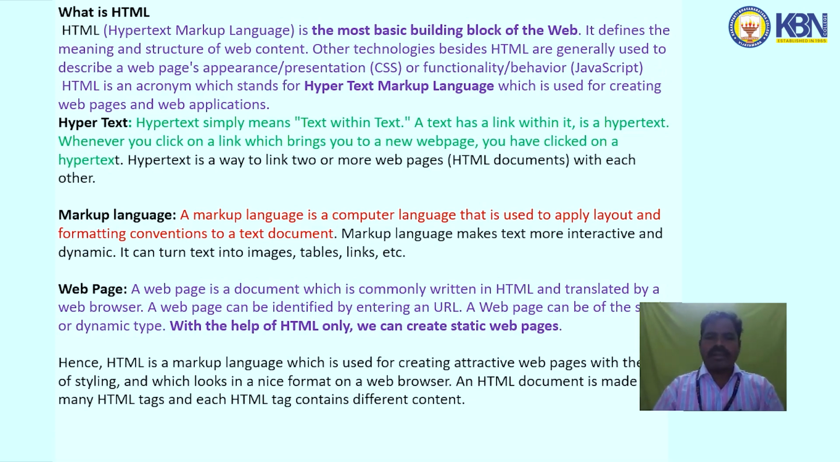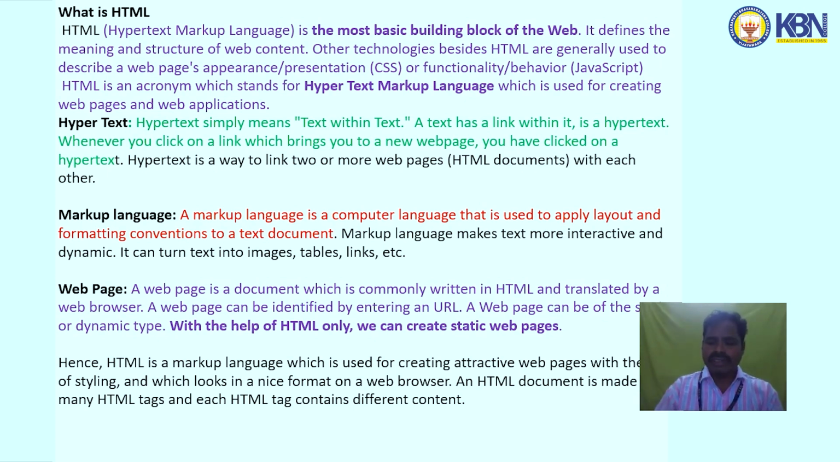What is a markup language? A markup language is a computer language that is used to apply layout and formatting conventions to a text document. A markup language makes text more interactive and dynamic. It is applied to the HTML document. It can turn text into elements like images, tables, links, etc.